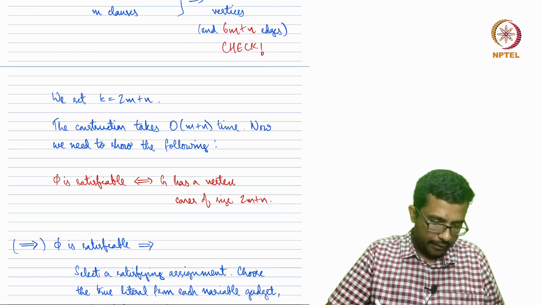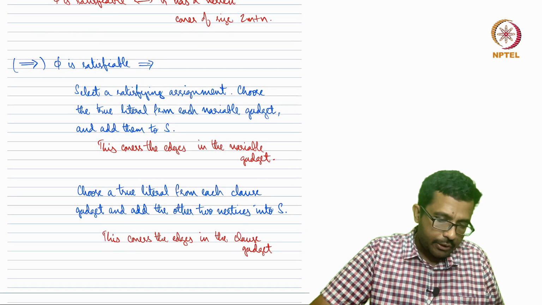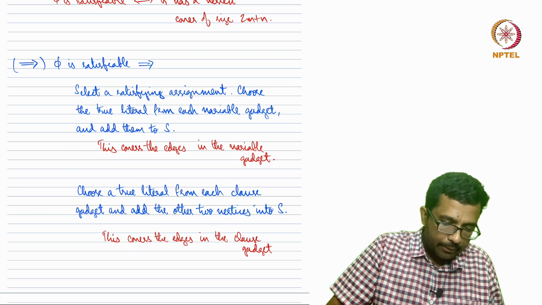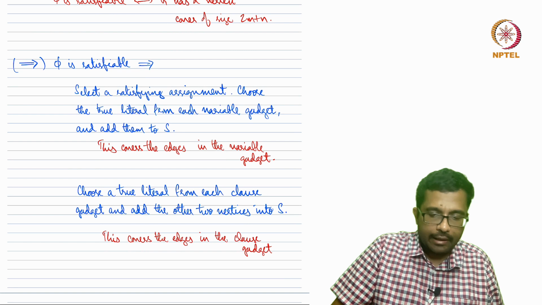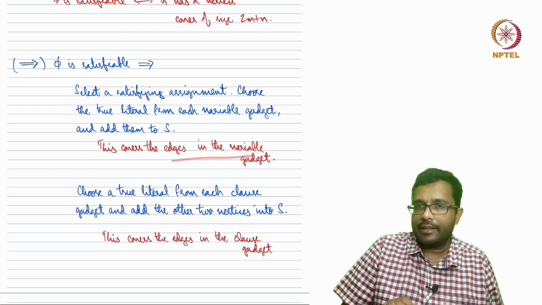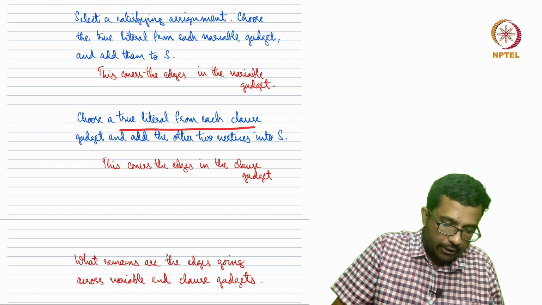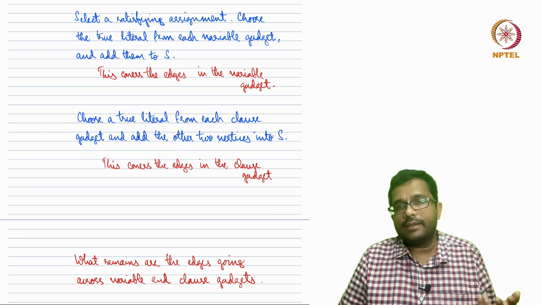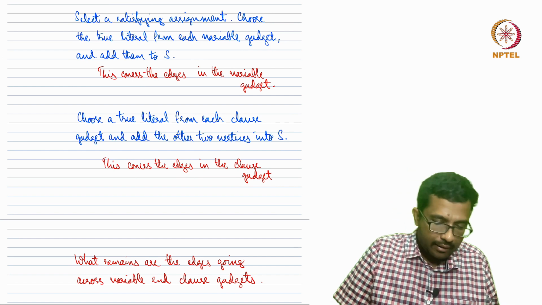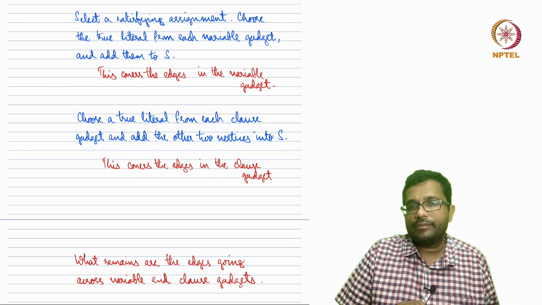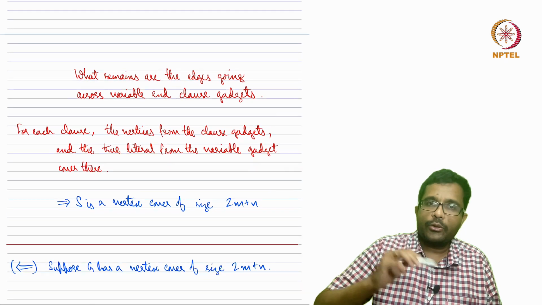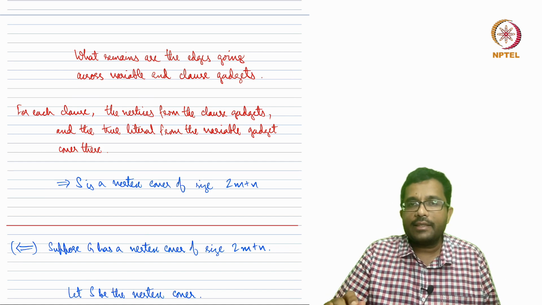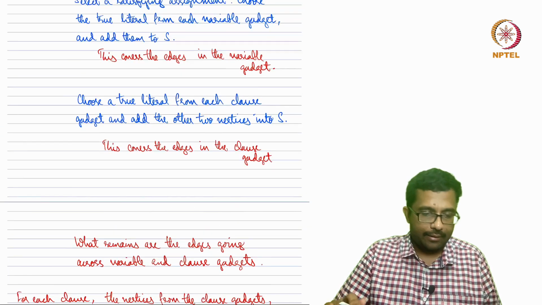So I have said the same thing here. Choose a true literal from each variable gadget and add them to the vertex cover. So S is the vertex cover. The true literal from the variable gadgets covers the edges in the variable gadget. Choose a true literal from each clause gadget and add the other 2 vertices into S. Because we are picking 2 vertices from each clause gadget, this covers the edges in the clause gadget. What remains is the edges going across. From each clause, the vertices from the clause gadgets and the true literal from the variable gadgets cover them.